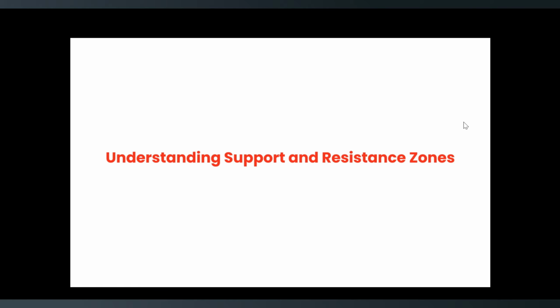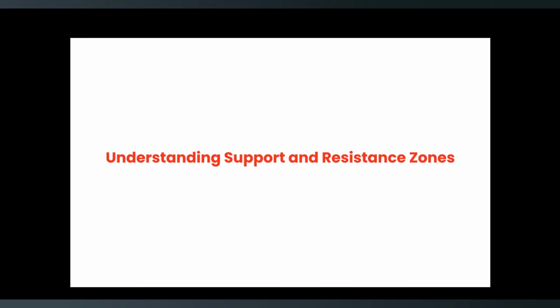And funny enough, everybody seems to have their own idea on how to draw a perfect support and resistance zone. But today I will be showing you what has been working for me and how to draw the best support and resistance zones. So next, I will be showing you what a support and resistance zone looks like, and this is how it will look on the charts.